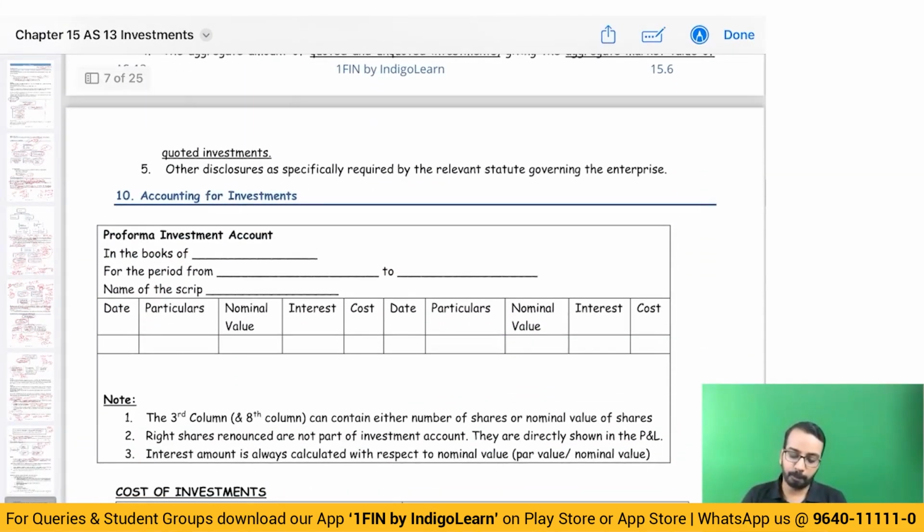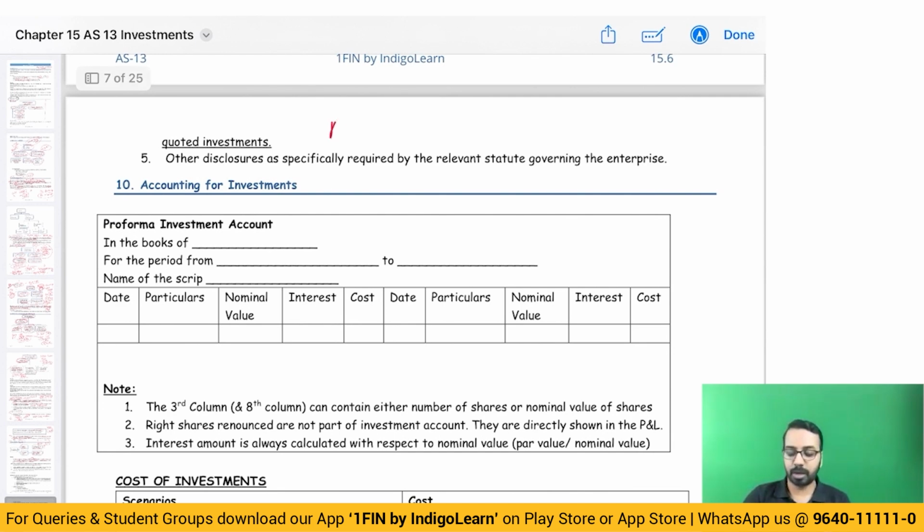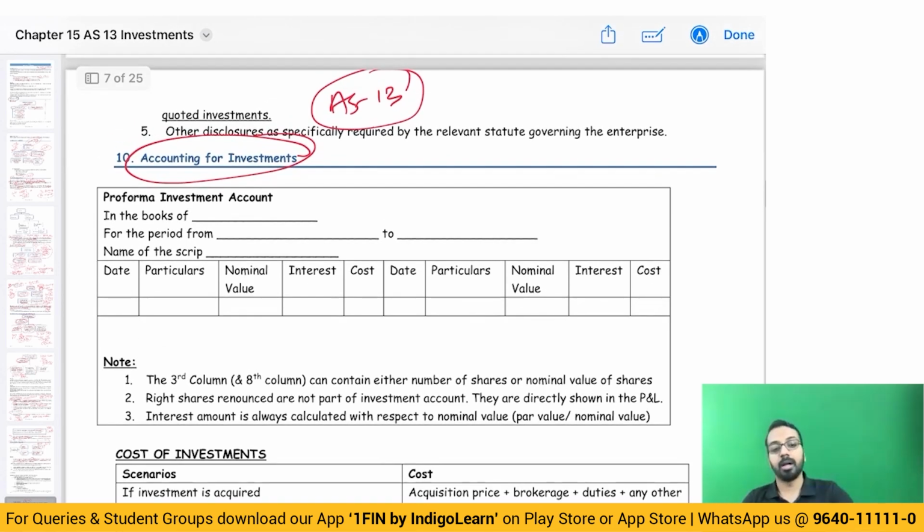Okay. Now, this is the portion covered by accounting standard 13. In the next class, we will see how we do the accounting for investment, how we prepare the ledgers, what are the things to be taken care of, all of those things. Okay. Tomorrow, there is no class. The next class is on 26th. We will do from 10 to 12 or 12:30. Okay. Sure. Thank you.